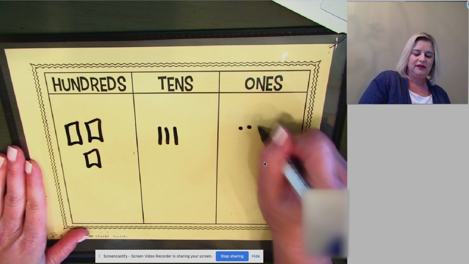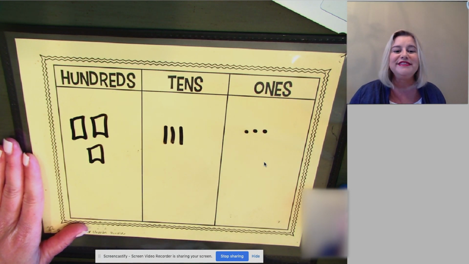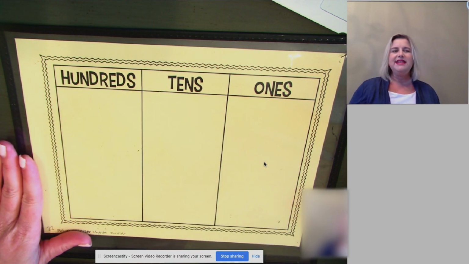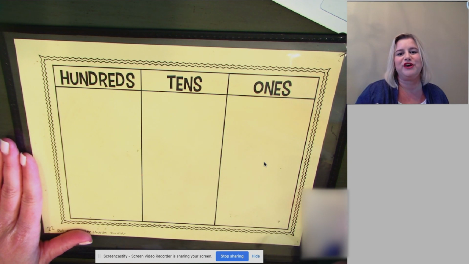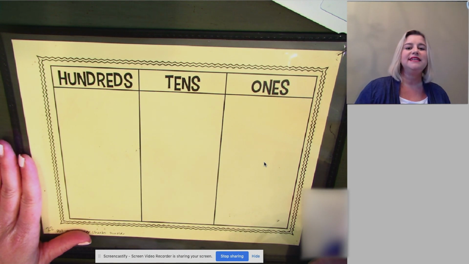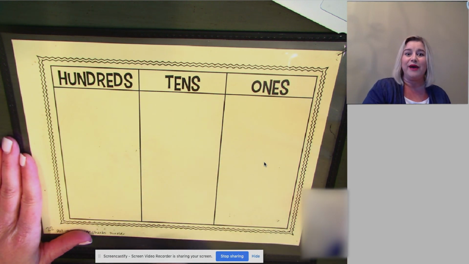333. Is this what your drawing looks like? Awesome job. You're doing a great job achieving your goal. Now, our next number is going to be, drum roll, 642. Go ahead and draw that on your mat while I am.